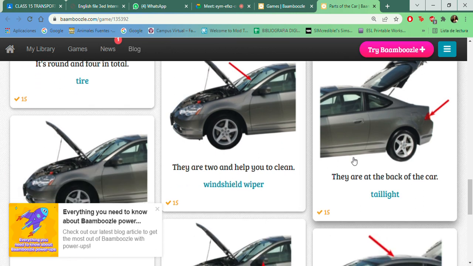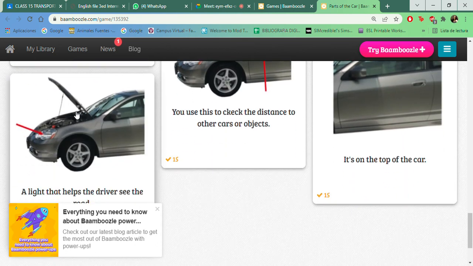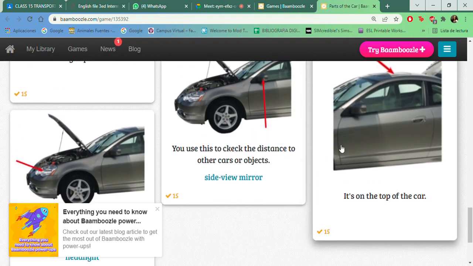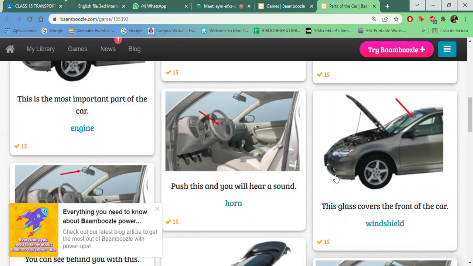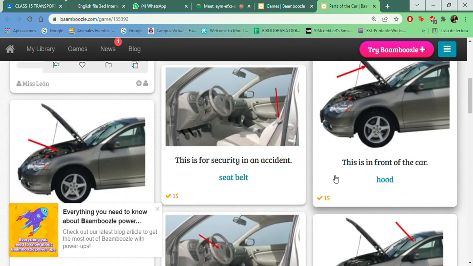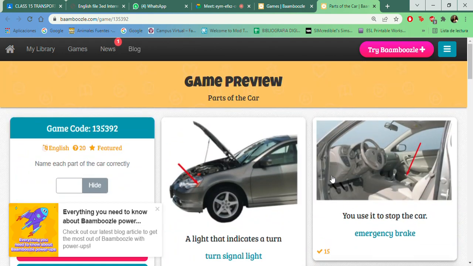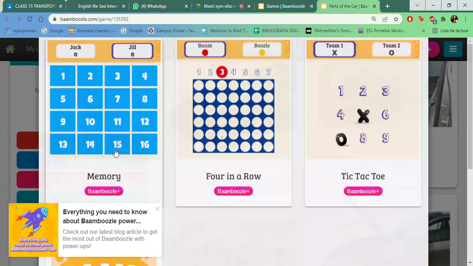Then we have tail lights. The tail lights are the opposite of headlights. And I didn't want to give you so much vocabulary. The side view mirrors or the mirrors, and the roof. The roof. It's not the rearview mirror. Well, it doesn't matter. Most of them we've already talked about.